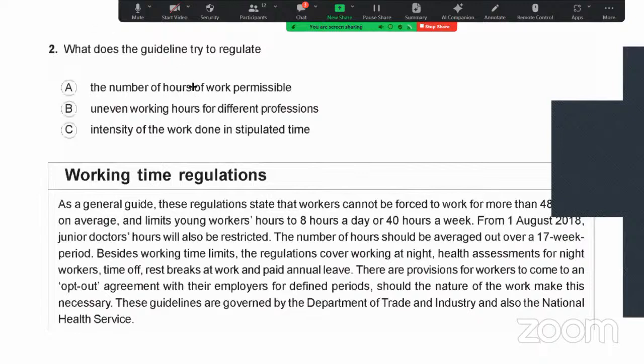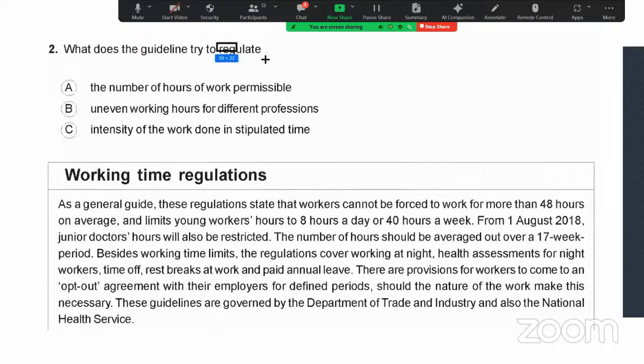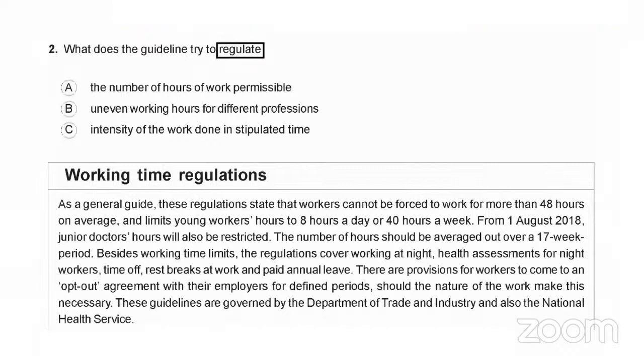So, what does the guideline try to regulate? What does the guideline try to regulate? So, guideline regulates. Regulation is important. Regulate what? The number of hours of work permissible. So this is about the number of hours of work permissible.